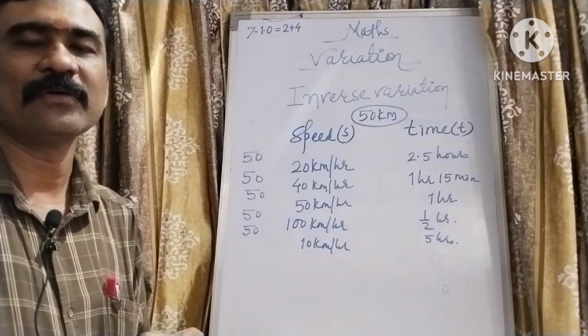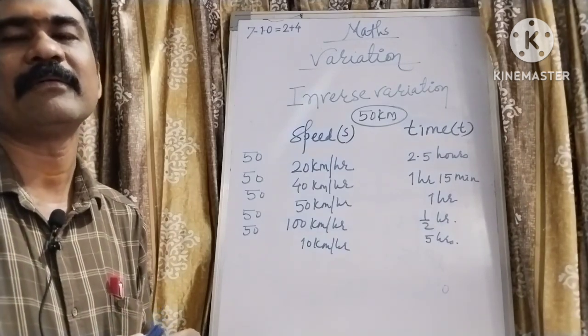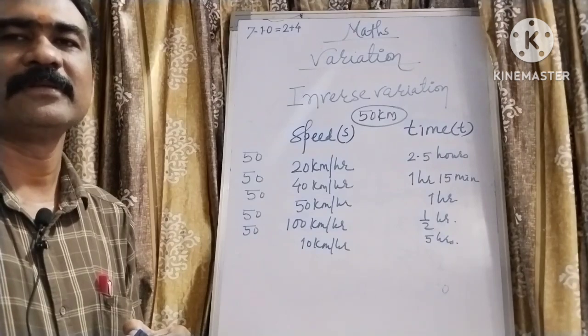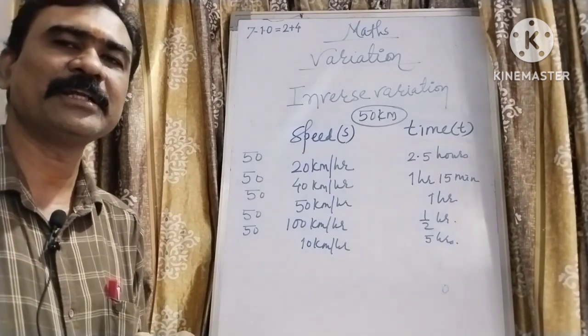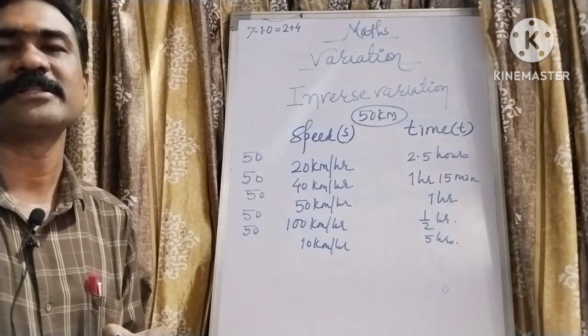So in this video we discussed the second type of variation, which is inverse variation. Again we saw what a constant is in inverse variation and how to show inverse variation by using a mathematical sign.